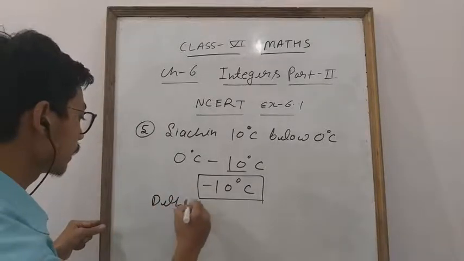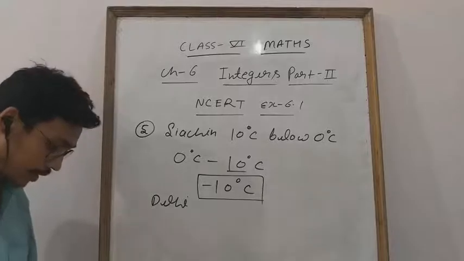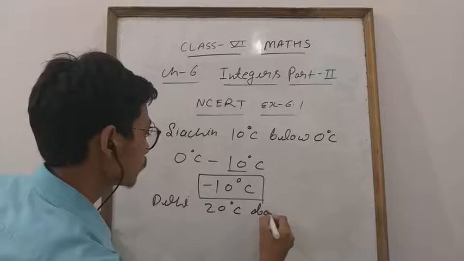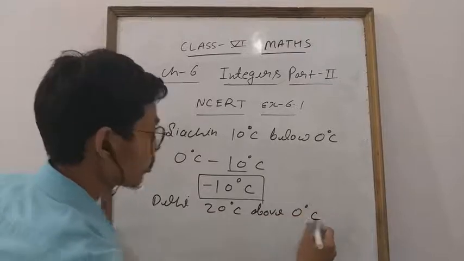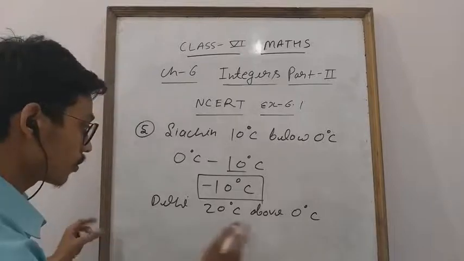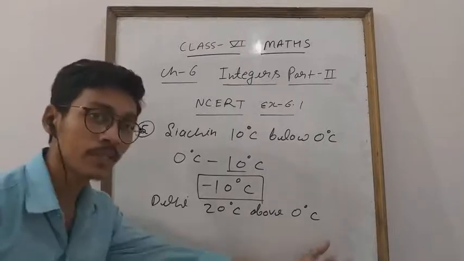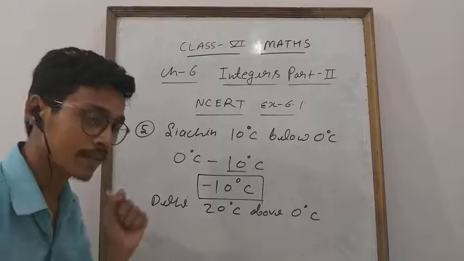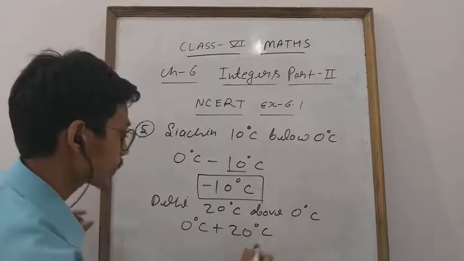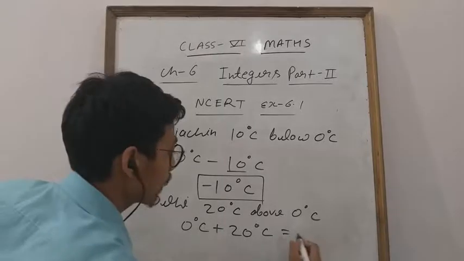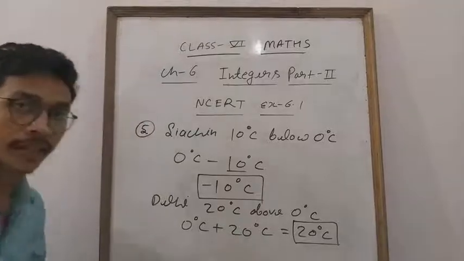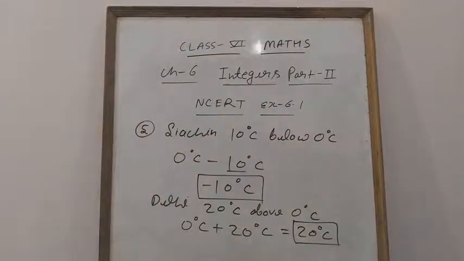Delhi. See, next example, student. Delhi it is given 20 degrees Celsius above 0 degrees Celsius. Now you know in summers the weather of Delhi is too hot. So 20 degrees Celsius above 0 degrees Celsius. Above means, student, what? Plus sign. It means 0 degrees Celsius plus 20 degrees Celsius. Now you know that plus plus plus, so the answer is 20 degrees Celsius. Okay everyone? I think this is very clear how to find out.